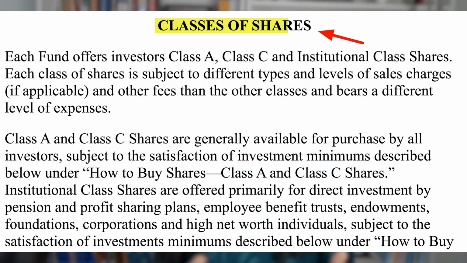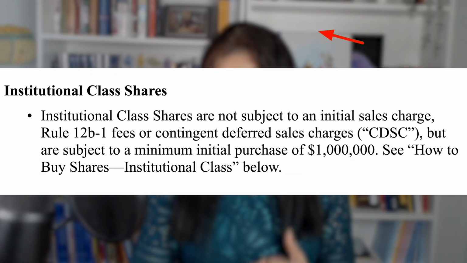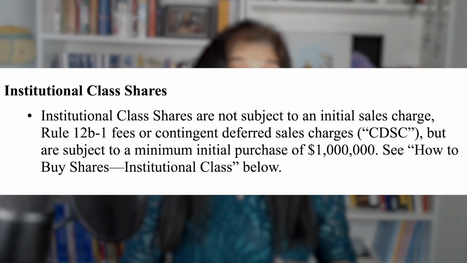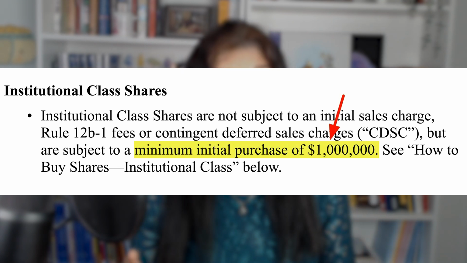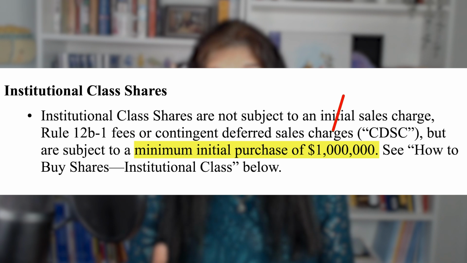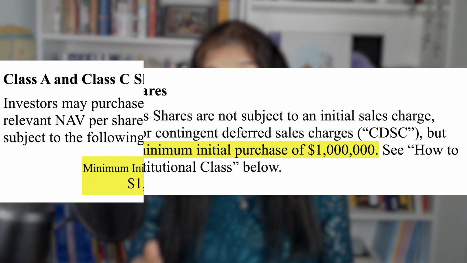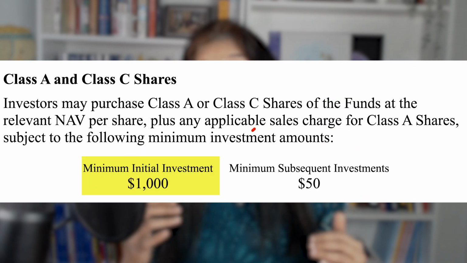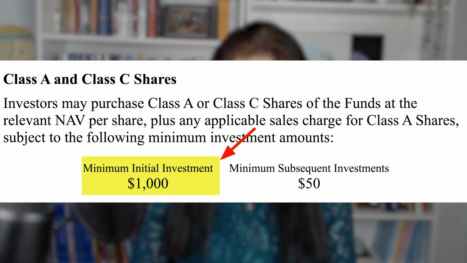Now let's look at page 123 for the different share classes. To be an institutional shareholder, you must have a minimum initial purchase of $1 million. If I scroll down to page 128, I see that the minimum initial investment is $1,000 for classes A and C. The fourth thing you want to look at is historical performance.